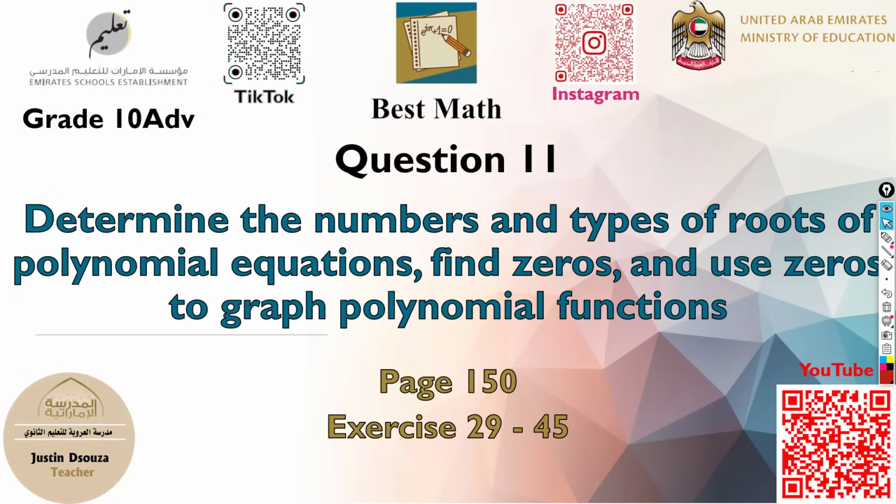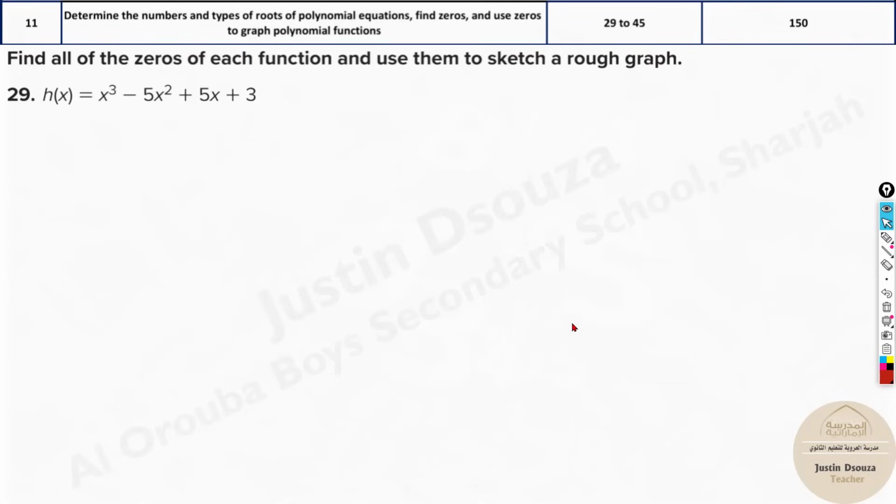Question 11 is to determine the number and type of roots, find the solutions of the equation, and graph it. You can see our equation is given. Since it's in the MCQ part, there are various ways to solve it. We don't need to do it as detailed as possible. To find what type of roots there are, we did it in question number 10.